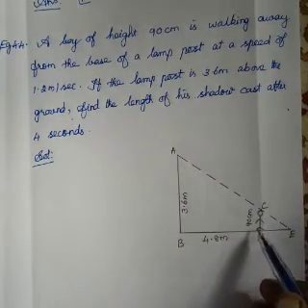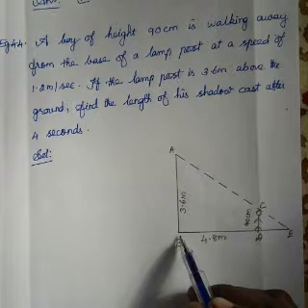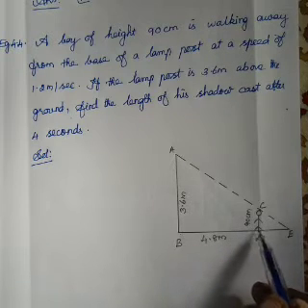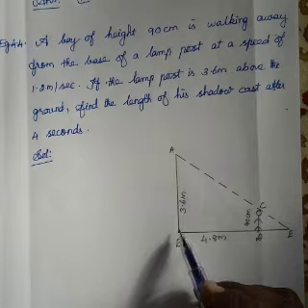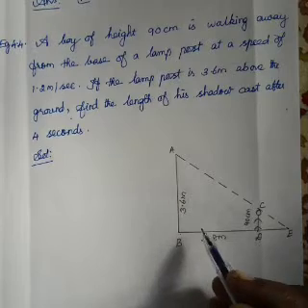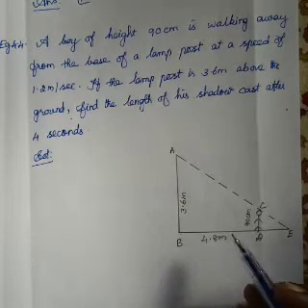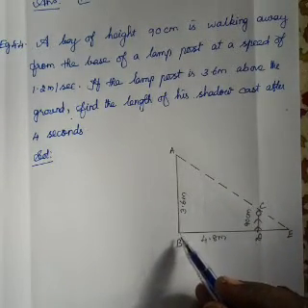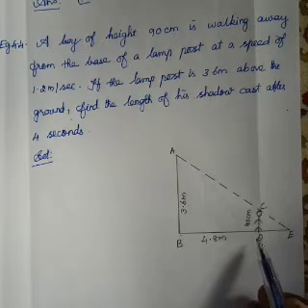Okay, a boy is of height 90 centimeter. You see the diagram here, he is standing. But from this place only he moved away from the foot of the lamppost. The speed of his walking is 1.2 meter per second. In 1 second, he walks 1.2 meter. If the height of the lamppost is 3.6 meter above the ground, find the length of his shadow cast after 4 seconds.